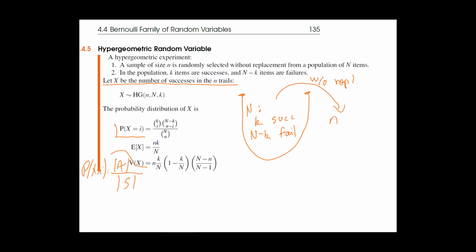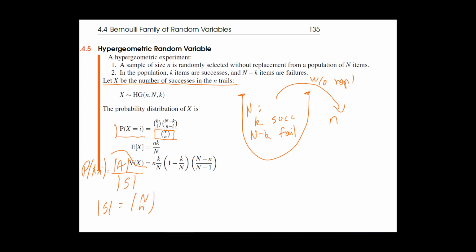Okay. So for the sample space, we're choosing little n out of capital N. So it's N choose n like that. Right, so that takes care of the denominator.